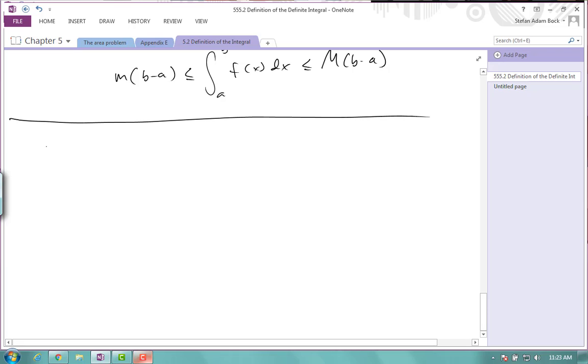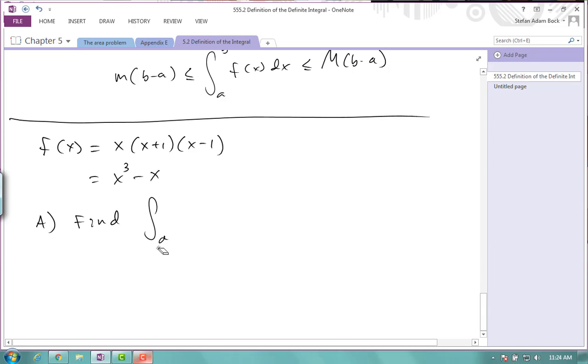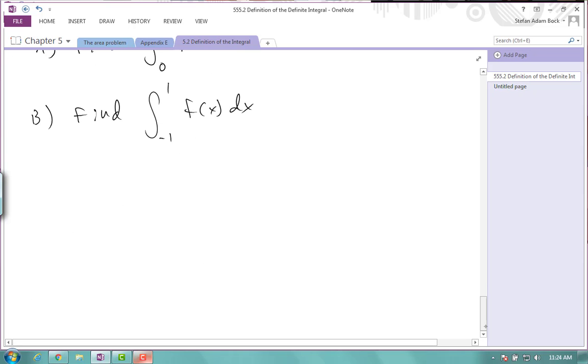Let's look at f(x) equal to x times (x plus 1) times (x minus 1). This is equal to x cubed minus x. And I want to look at two things. For (a), I want to find the integral from 0 to 1 of f(x) dx, and for (b), I want to find the integral from negative 1 to 1 of f(x) dx. Which means something special is going to happen.